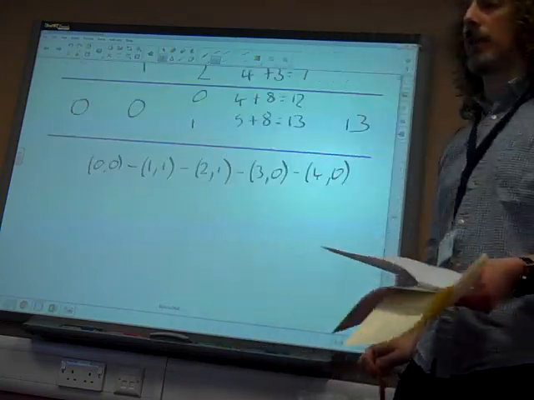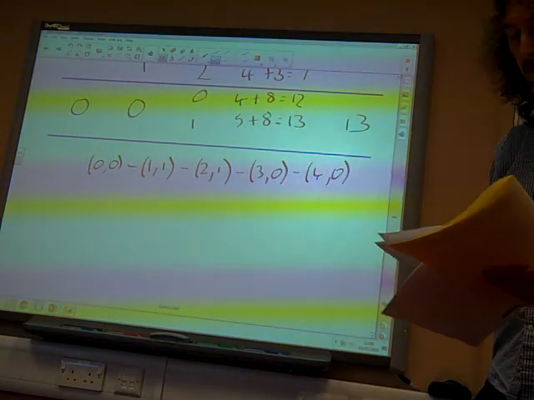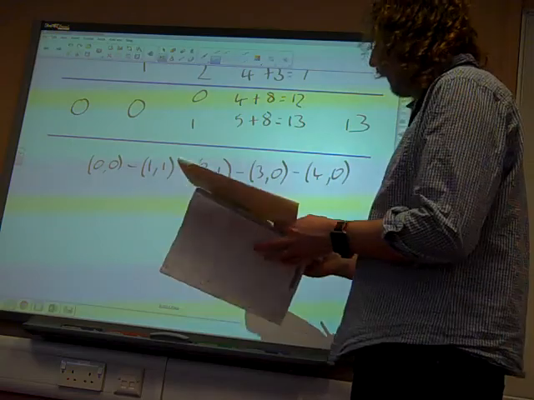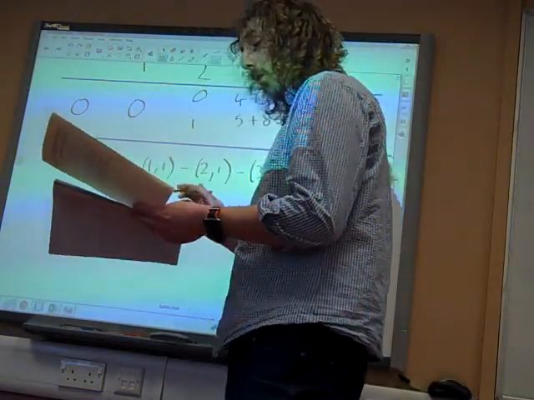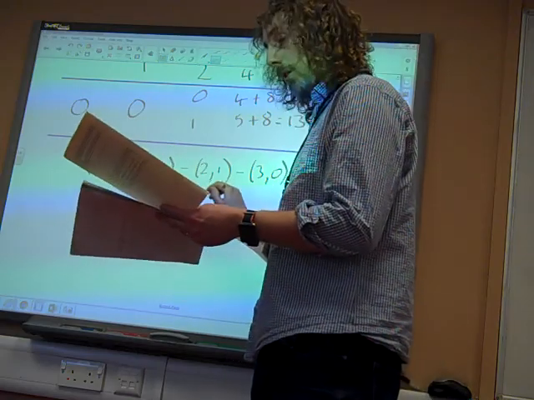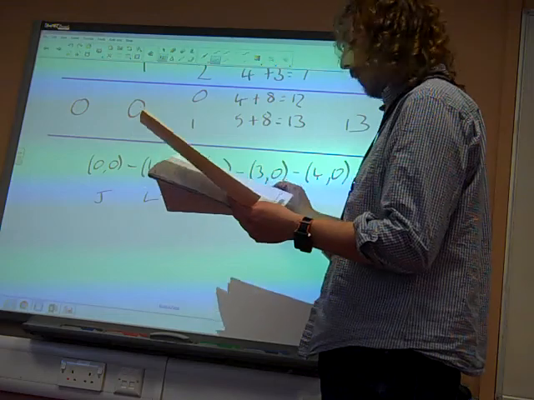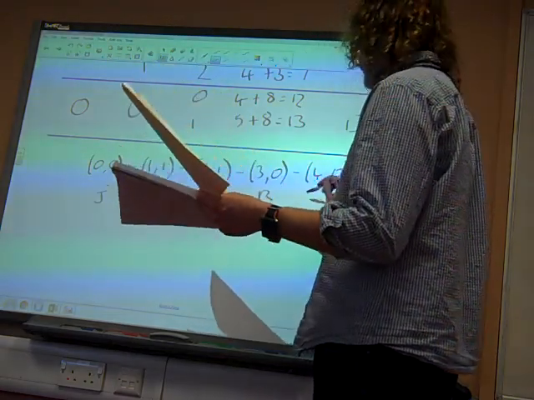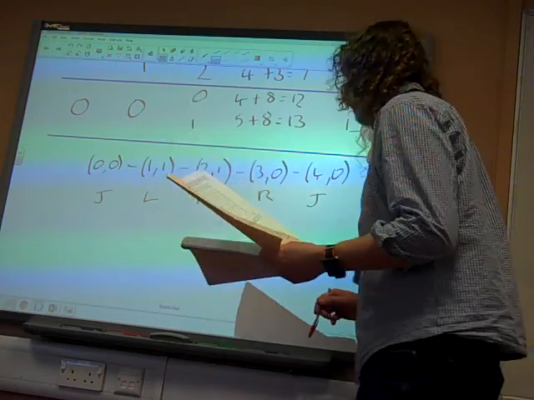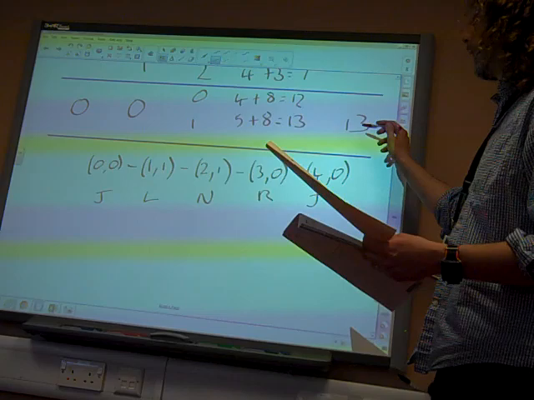But actually that's not enough, is it? Because the question wanted it in terms of the letters that represented the tones. So 0, 0 was J, 1, 1 was L, 2, 1 was N, 3, 0 was R, and 4, 0 was, oh, that was J again, wasn't it? Back at the beginning. So that's that. And our total is 13.